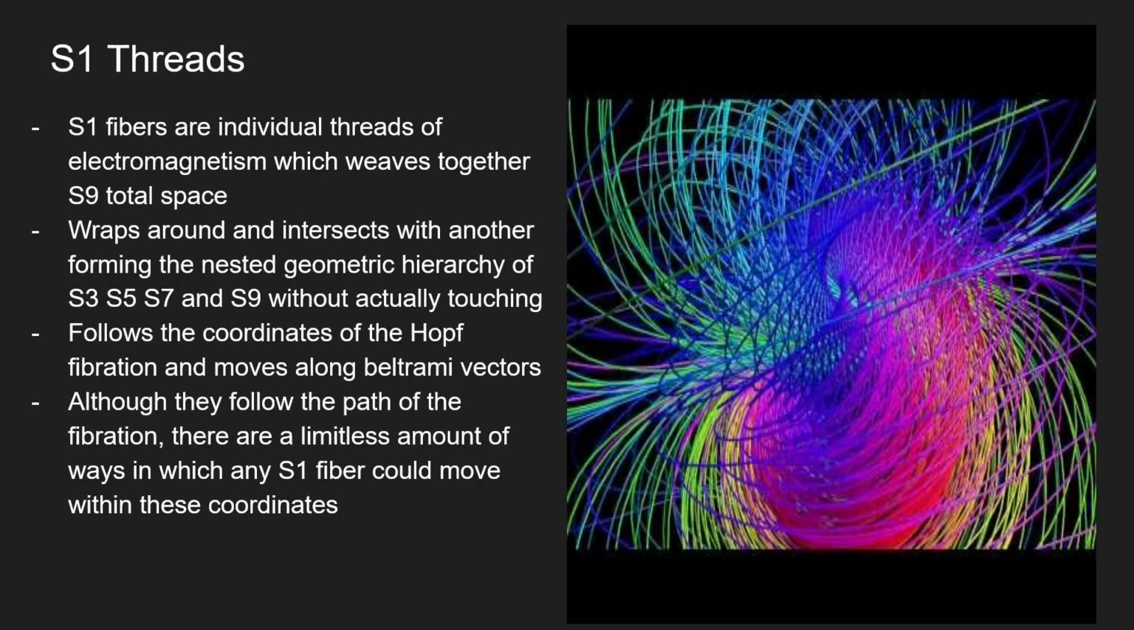So these fiber threads wrap around and intersect with one another, forming a nested geometric hierarchy of S3, S5, S7, and S9. But they don't actually touch each other. So if you look at the picture on the right, while these threads are all interconnected, none of them actually physically touch one another. Their fields are just what's interconnected, and they form this structure of rings that wrap around each other.